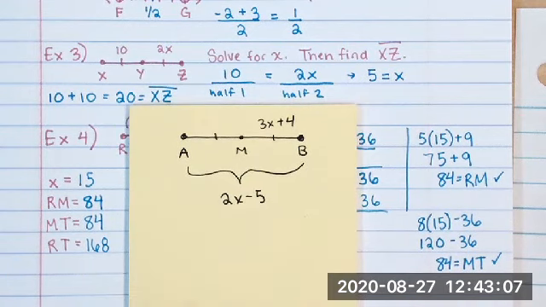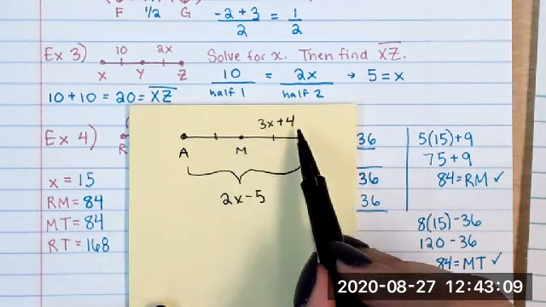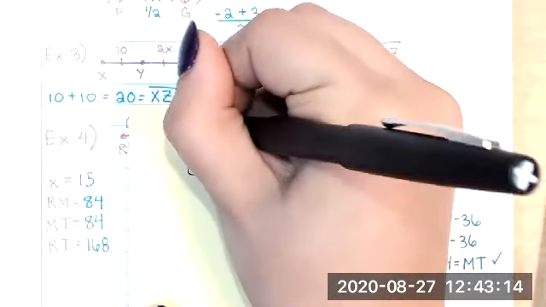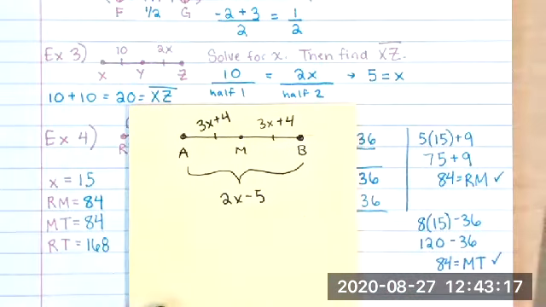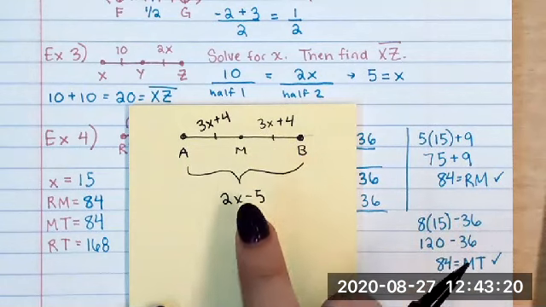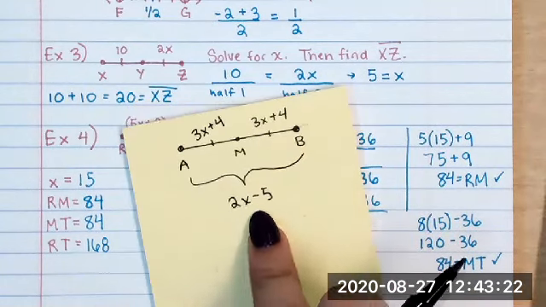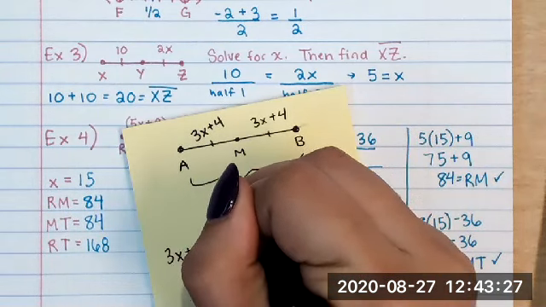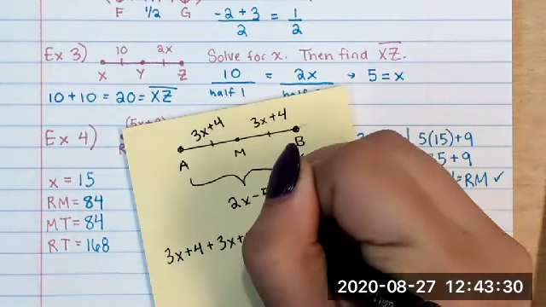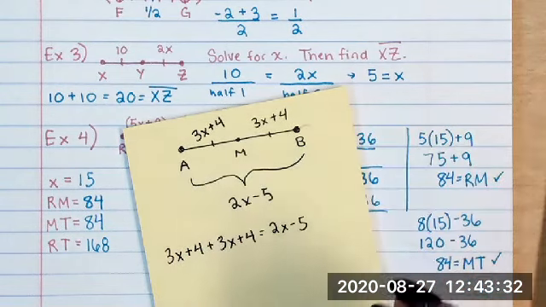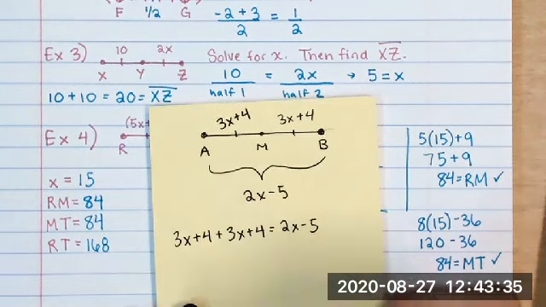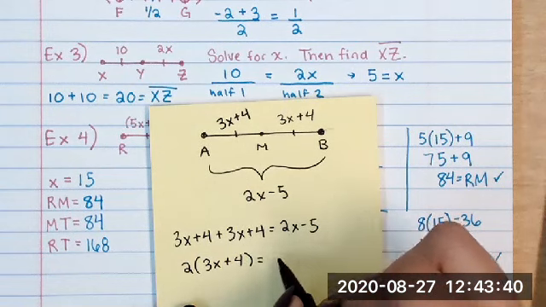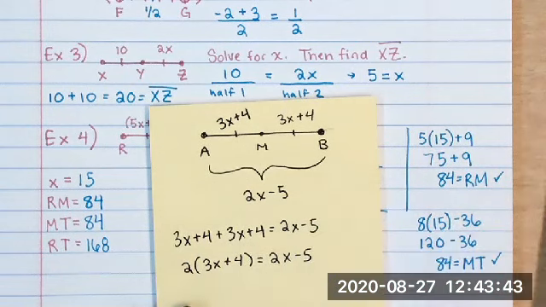Instead, you have to compensate and say, okay, well, 2 of these will make up the whole, because if MB is 3x plus 4, then AM is 3x plus 4. So these 2 things together will make up our whole. So you can write that 2 ways. You can add up 3x plus 4 and 3x plus 4 equals 2x minus 5. Or since they're both the same thing, you could say 2 3x plus 4s equals 2x minus 5.